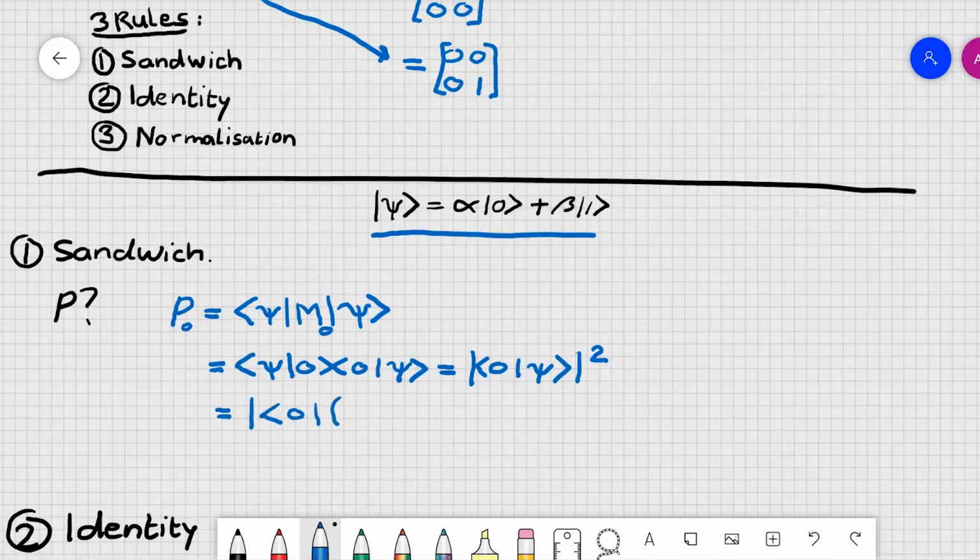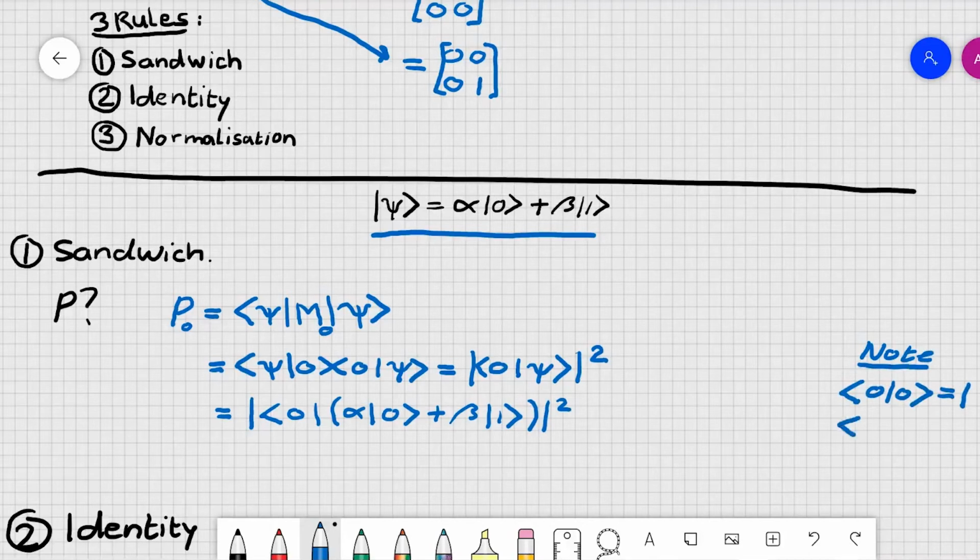So bra 0, alpha ket 0 plus beta ket 1, and then take the absolute value squared of that. Now I want to add a little side note here, that the inner product of 0 with itself is 1, and the inner product between 0 and 1 is 0 because the states are orthogonal. Therefore, we can just cross out the beta term and we're left with the absolute value of alpha squared.